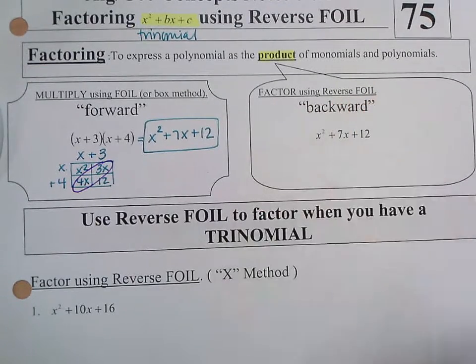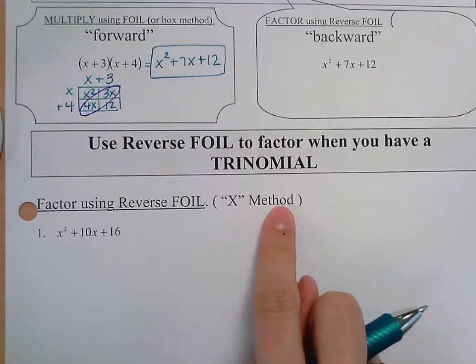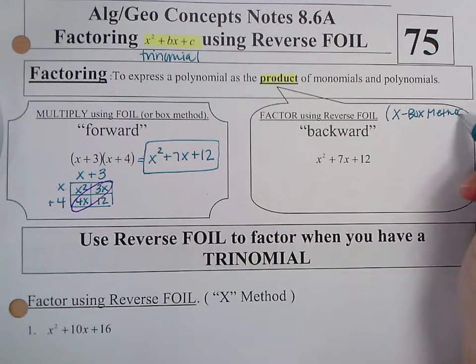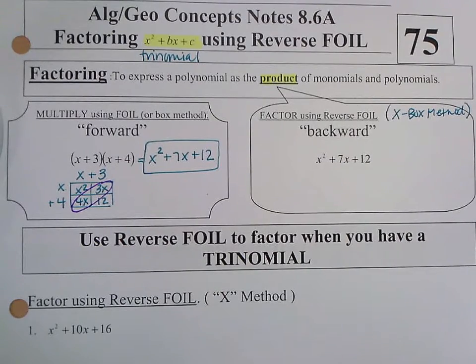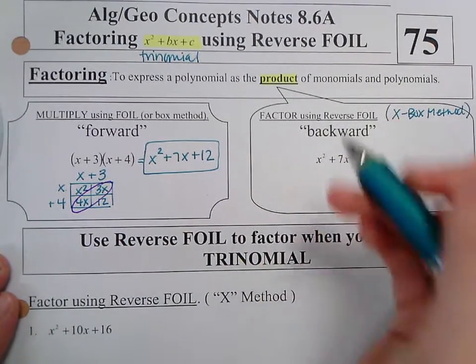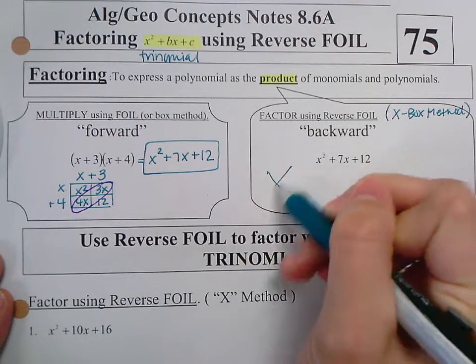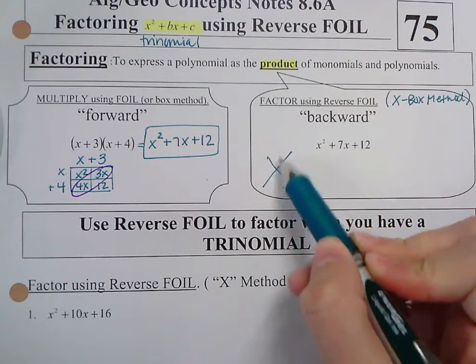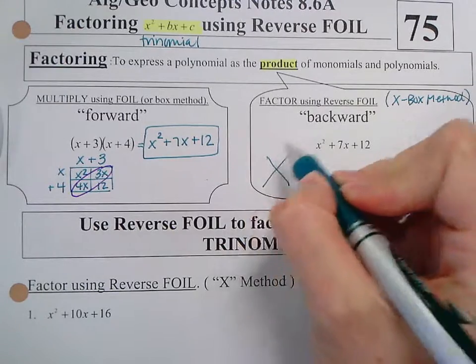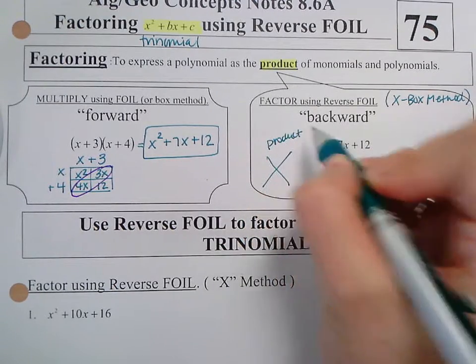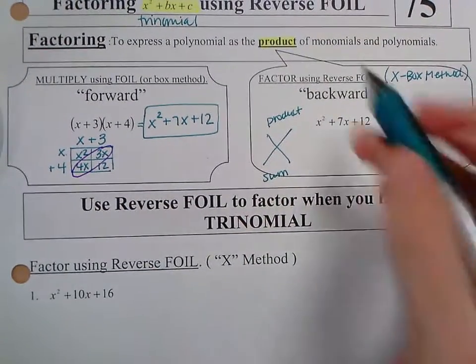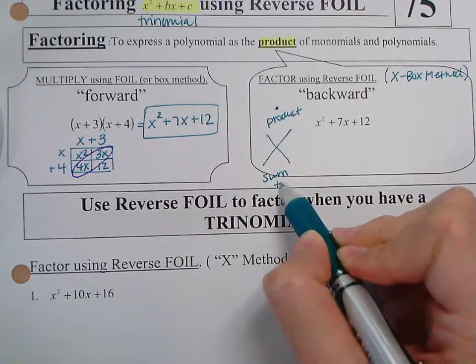It's called reverse FOIL, and I refer to it down here as the X method. I'm going to call it the X box method because there's an X and there's a box. So what I'm going to do off to the side here is make a big X, and we're filling in, first of all, the top and bottom of that X. On the top, we're going to put a product. On the bottom, we're going to put a sum. And product means to multiply, sum means to add.